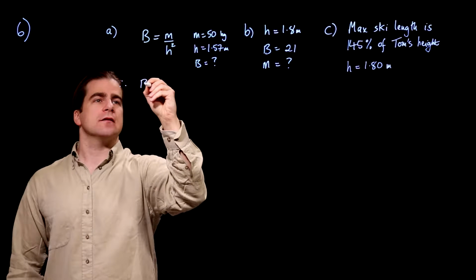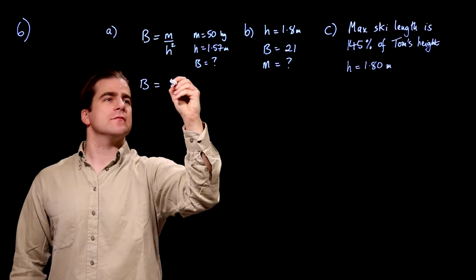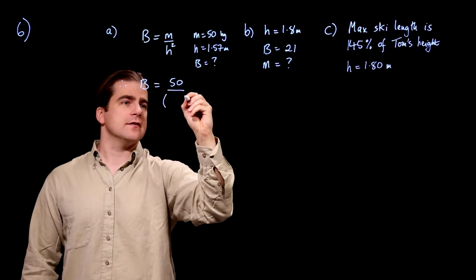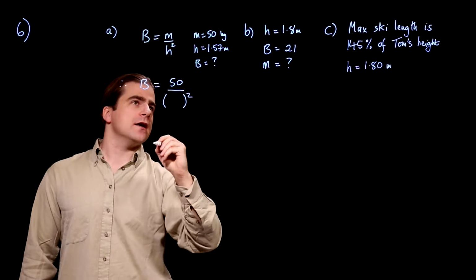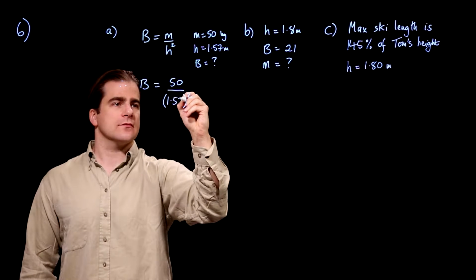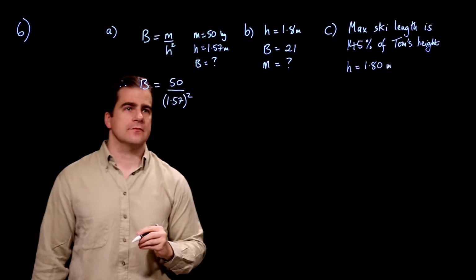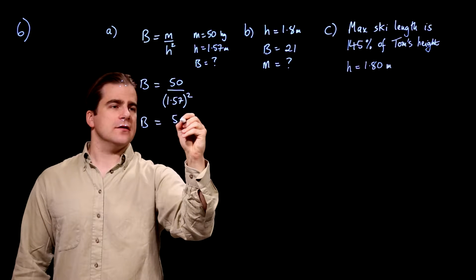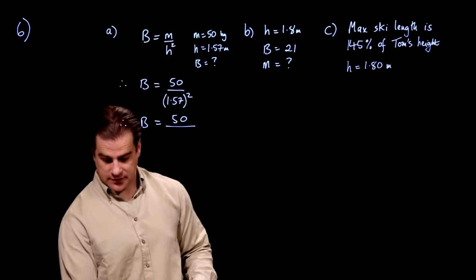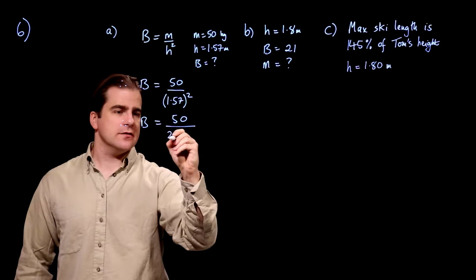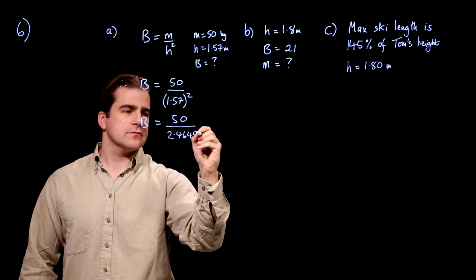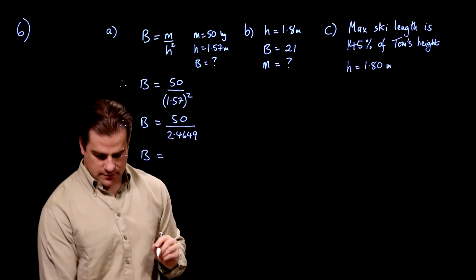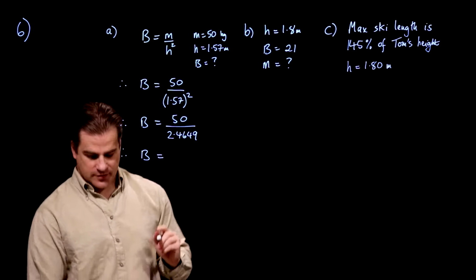So therefore b equals m, 50, over h squared. Use brackets when substituting in. H squared, h is 1.57. Therefore b is 50 over 1.57 squared, which is 2.4649. Therefore b is, and the answer is 20.2847.